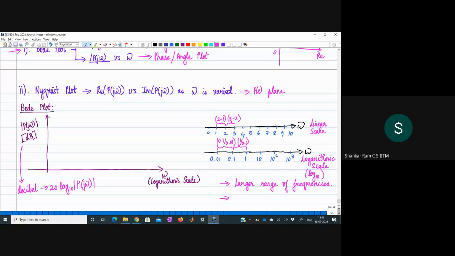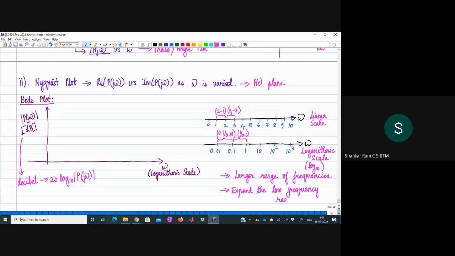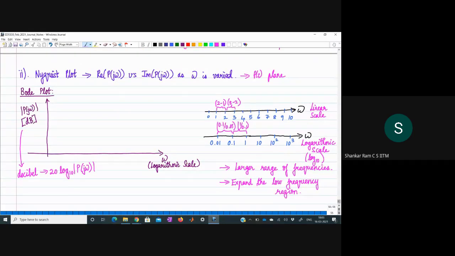And another advantage is that we can expand the low frequency region, okay, using the logarithmic scale. All right. So that is also an important advantage, okay, of using a log scale.